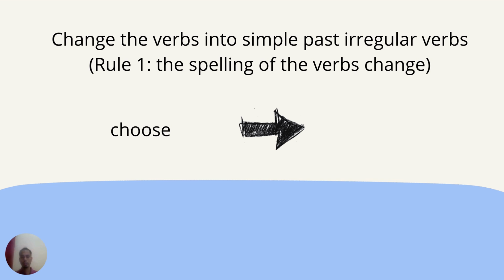Okay, good. The answer is chose. Okay, next is the word ring. What is the past tense form for ring? Can anyone guess the answer? Nice. The answer is rang. Okay, rang. Repeat after me, class. Rang.